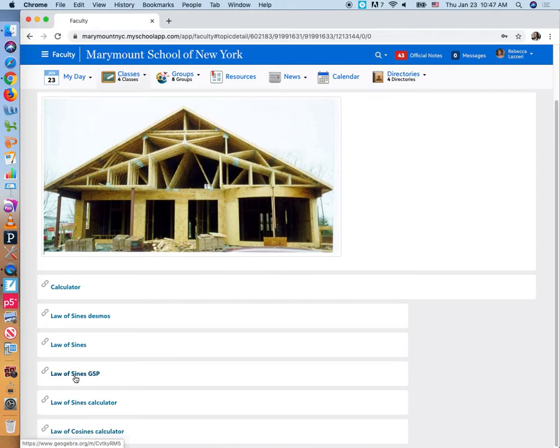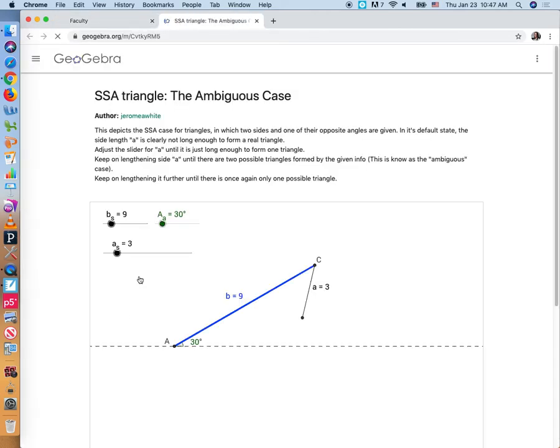But let's go back to this. I think it was this one. All right, so that's a no triangle situation. But notice a is not changing. a is 3, b is 9, angle A is 30 degrees. I cannot change those. Those are my givens. That's what I have to work with.